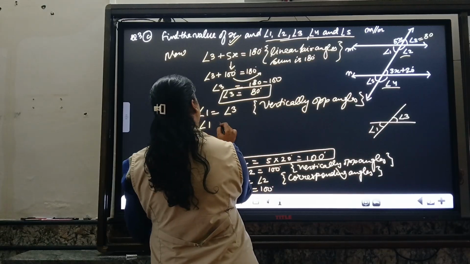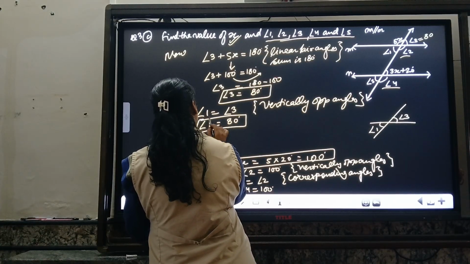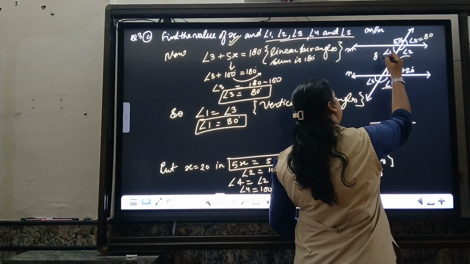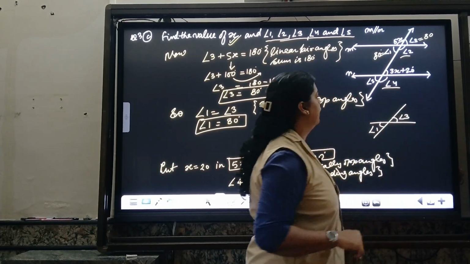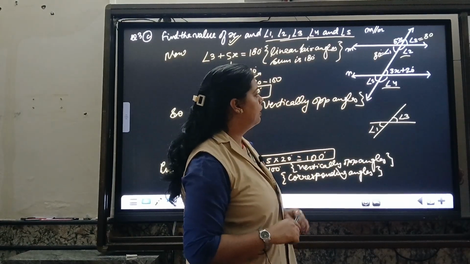So angle 1 I will write, and in place of angle 3 I will write 80 degree. Now I have taken out the value of angle 1 also. So it is again 80 degree. Which angle is still remaining? Yes, angle 5 is still remaining.